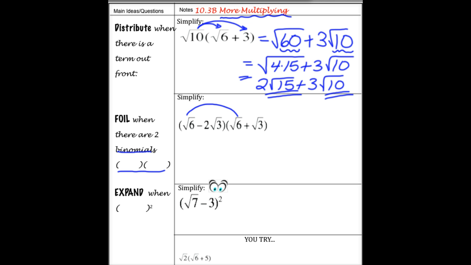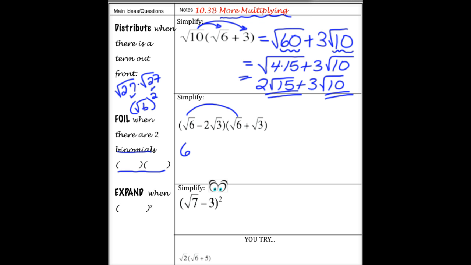Root 6 times root 6. You might say that's root 36. I'd say yes it is. But what's that? And the answer is 6. You might even want to think of those first terms as being root 6 squared, and they undo each other. Makes it easier so that if you were doing root 27 times root 27, you're not actually trying to multiply these because it's really the square root of 27 squared. And those undo each other, so you get 27. All right, so root 6 times root 6 is 6.